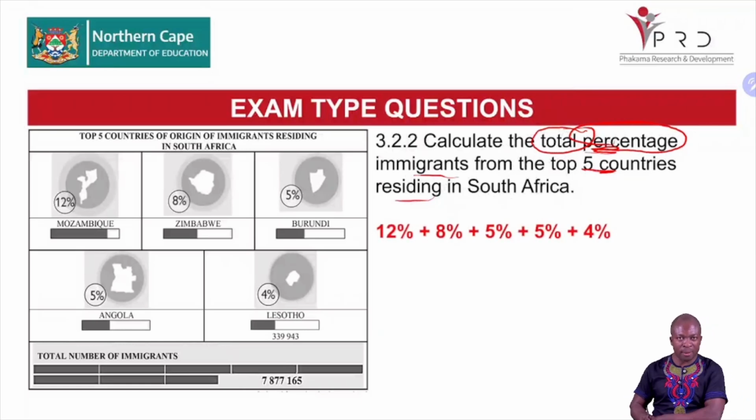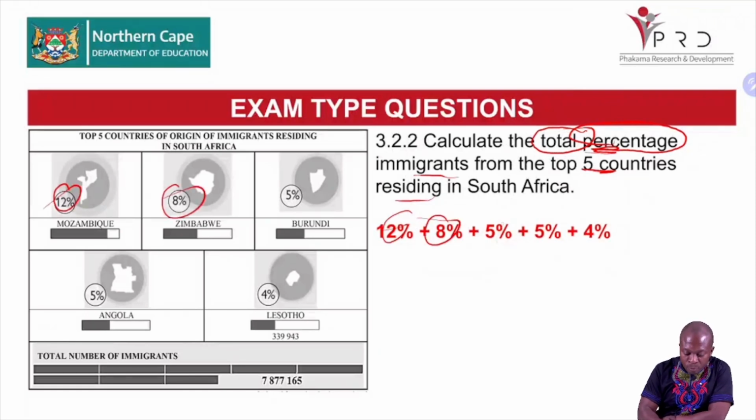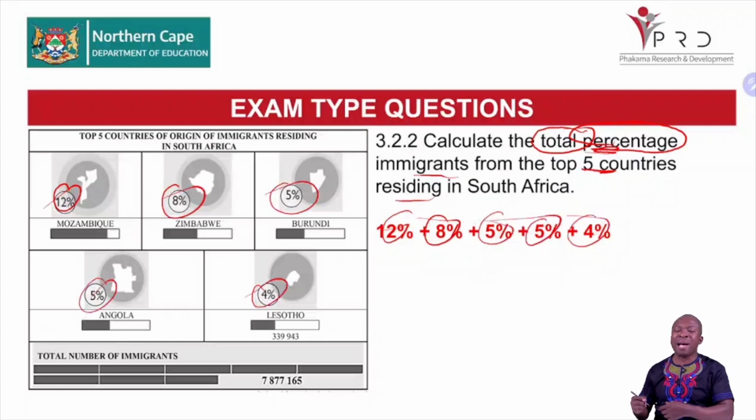Can you see the numbers? I hope they are the same as yours. I have 12. There's my 12. 8. There's my 8. 5. There's the 5. Another 5. There it is. Then a 4. Because remember I said the total. Total. Put everything together. That should be 34%.